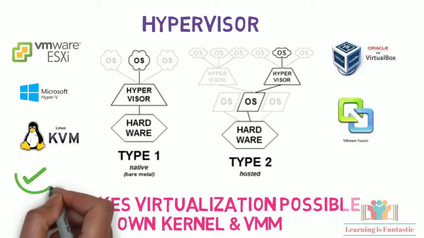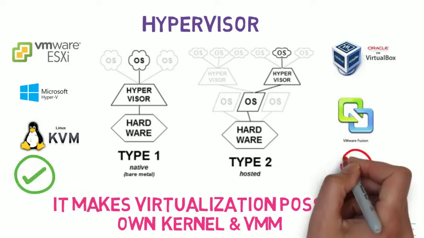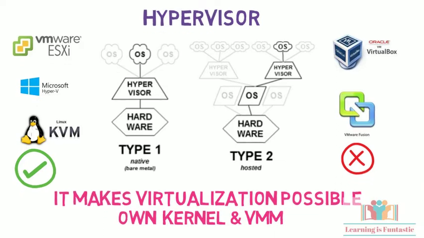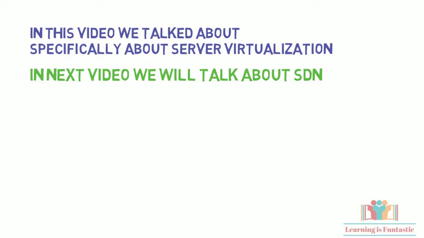Type 1 hypervisors have good performance and are widely used for enterprise solutions, whereas Type 2 hypervisors are used for study or test purposes. In this video we discuss virtualization only. We will soon come up with a virtualization tutorial. In case you don't understand it, make sure you watch this video again, as it is the very basic and core concept of cloud. In the next video of this tutorial series, we will discuss SDN.